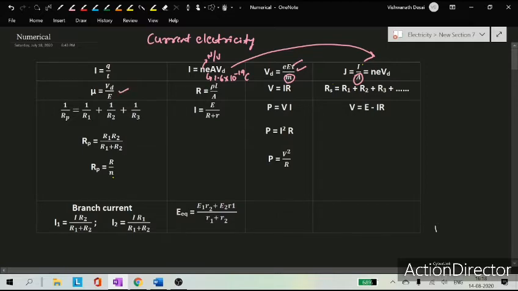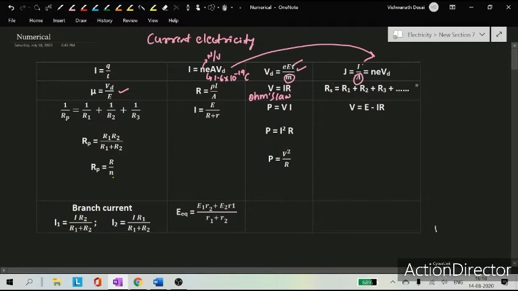And next, the resistance, the factors on which the resistance depends. So resistance of a conductor is equal to rho L divided by A, where rho is specific resistance, also called resistivity, L is the length of the conductor and A is the area of the conductor. And this is Ohm's law: potential difference is equal to current times the resistance.